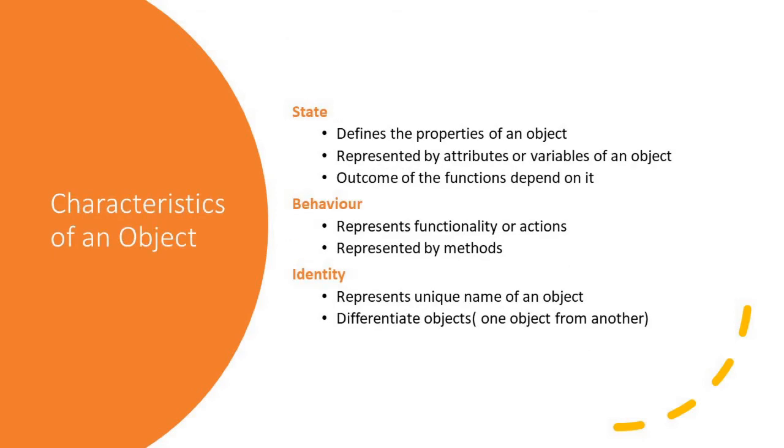Let us now understand some of the characteristics of an object. First is identity. It implies the name that is given to an object is unique, and so it helps in identifying one object from another. Second is state. All the attributes or variables that are present in a class and used by an object represent the state of an object. Third is behavior. It represents all the methods, functionalities that are present in the class and are utilized by an object.